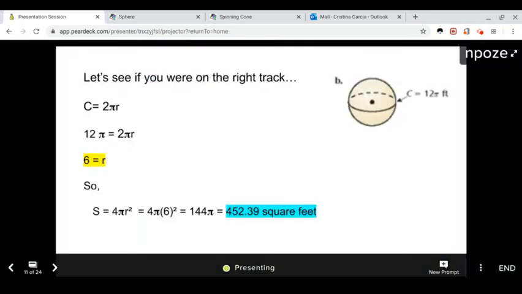Okay. So then we move on, and let's see if you were on the right track. So here we're going to see if you were doing what I was doing, and they're pretty much correct here. And then everything else, again, you're plugging it in until the very end, and that's when you would use the pi function again in your calculator. It would round it off for you as 452.39 square feet.